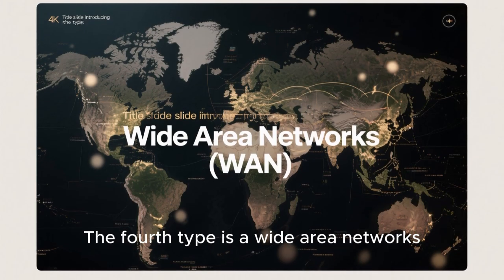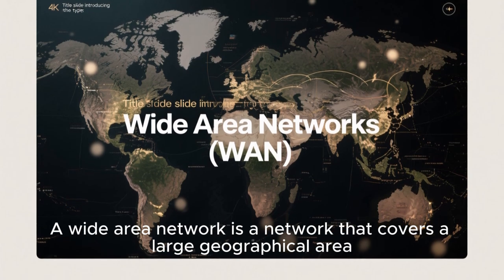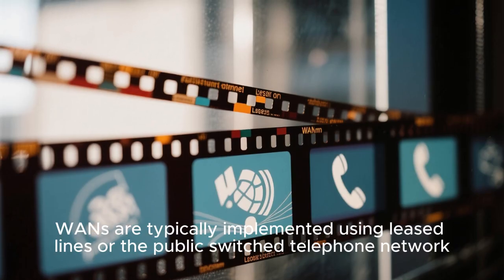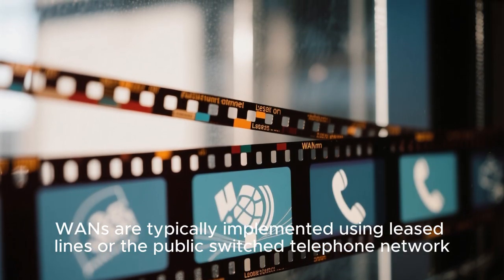The fourth type is a wide area network. A wide area network is a network that covers a large geographical area. As you can see here, a WAN can connect multiple LANs together. For example, a country might have several LANs in different cities, but these LANs could be connected to each other using a single WAN. WANs are typically implemented using leased lines or the public switched telephone network.